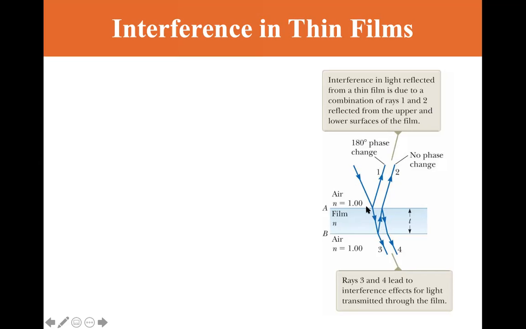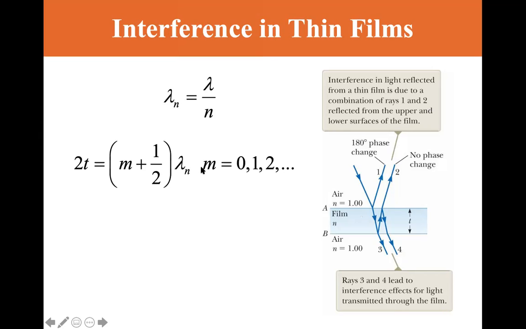Now we can look at this. So one and two are reflected rays. Three and four are transmitted waves. Rays three and four lead to interference effects for light transmitted through the film. So, oops, I went too fast. Lambda over n is the wavelength within the film. So for constructive interference, you get that 2t, this length here, is equal to m plus 1 half lambda over n, and m will be 0, 1, 2, and so forth.